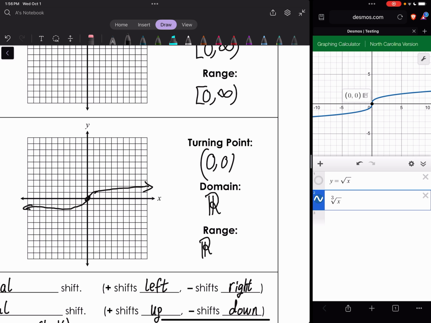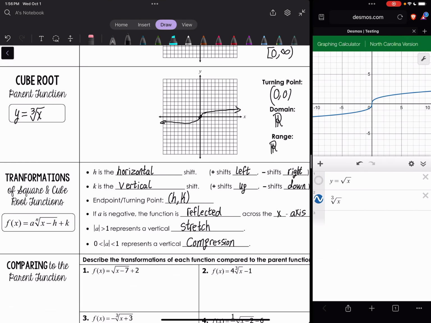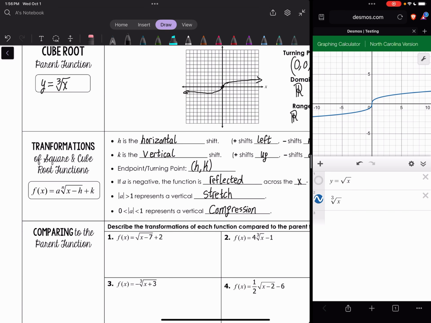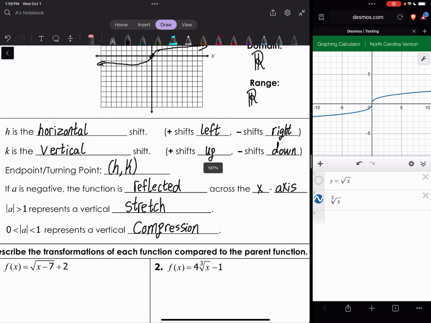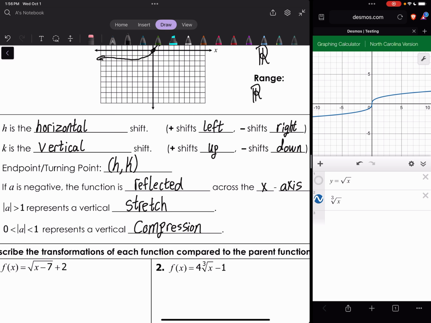Okay, there's your first part. Now you should be familiar with the transformations of these functions. They are the same as a quadratic, but here they are. There's your formula. H is your horizontal shift, plus is left, minus is right. K is vertical, plus is up, minus is down. Your endpoint or turning point is at H at K. If A is negative, you reflect it across the x-axis. If it's greater than 1, it is a vertical stretch. And if it is in between 0 and 1, it is a compression.